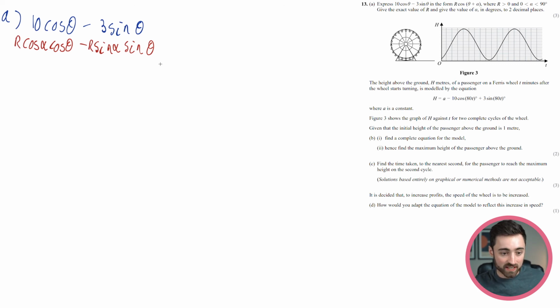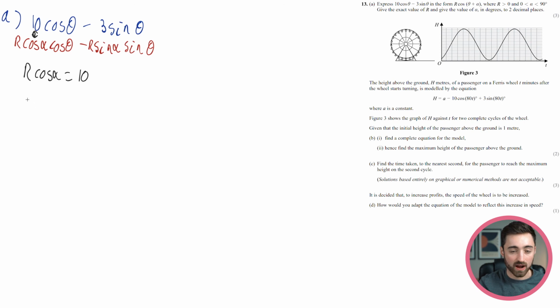So why have I done this? And why have I written it in this specific order? Because look at this. I have the cos theta here, so that means that this r cos alpha must be equal to 10. And then minus some lot of sine alpha, so that r sine alpha must be equal to 3. So what I've actually got here is 2 simultaneous equations.